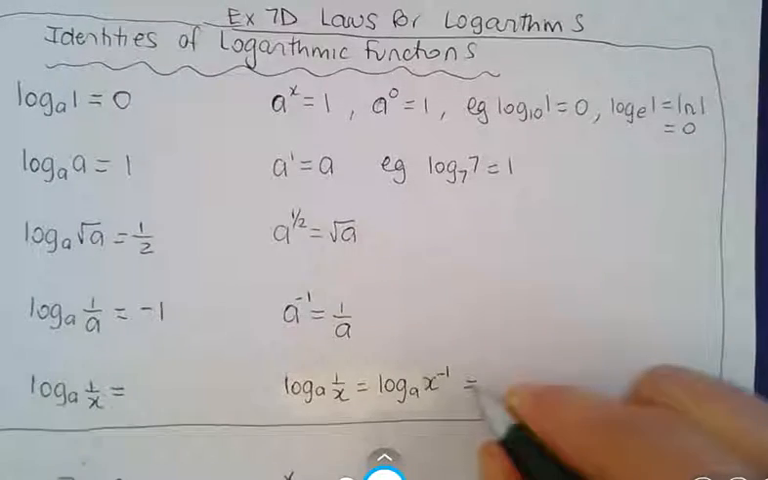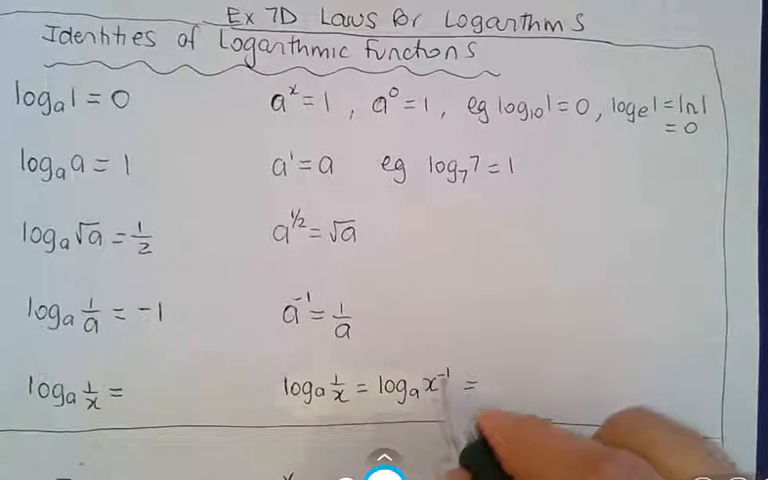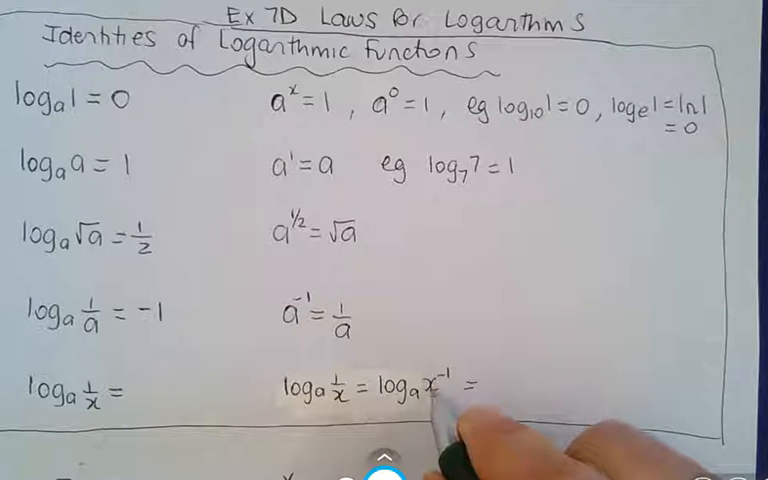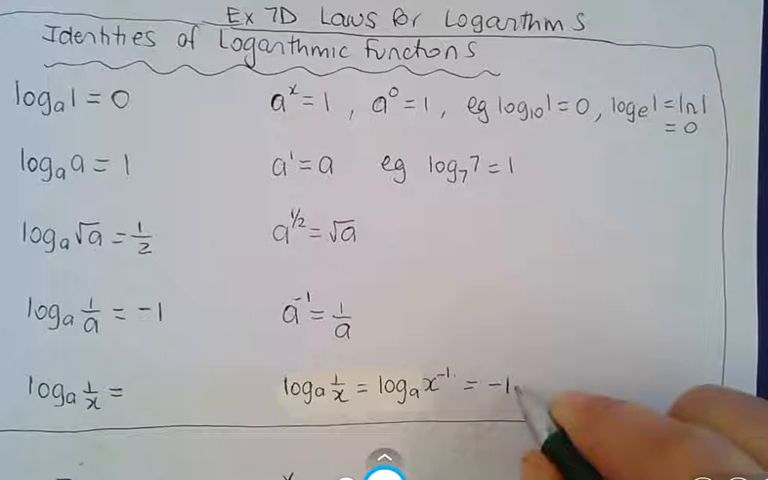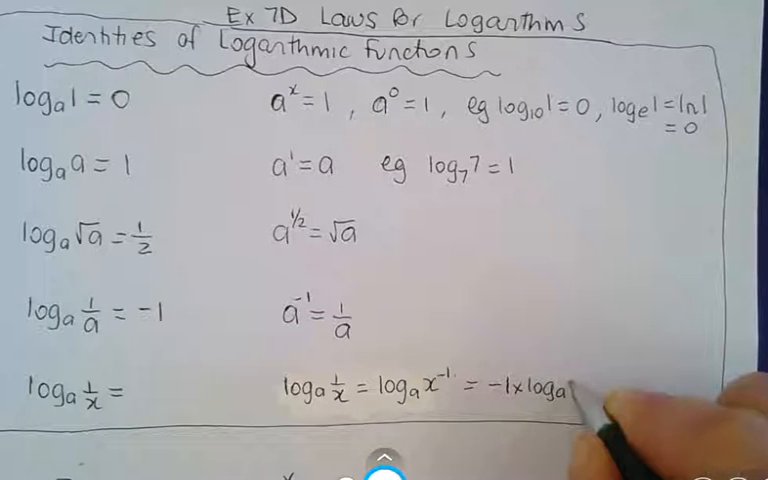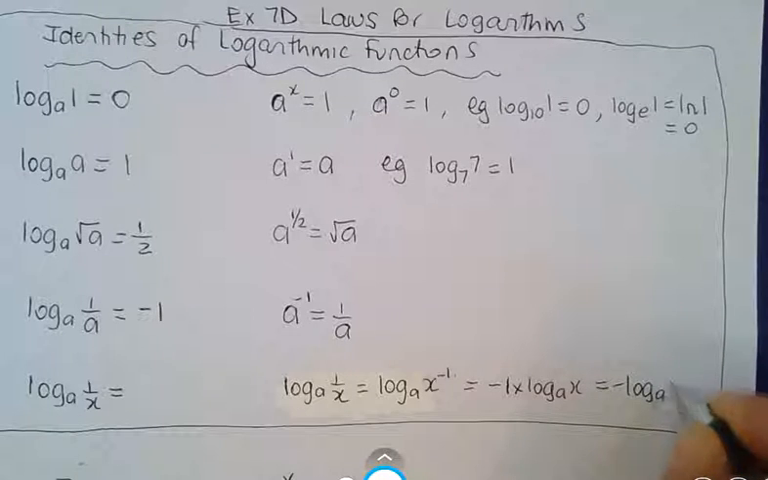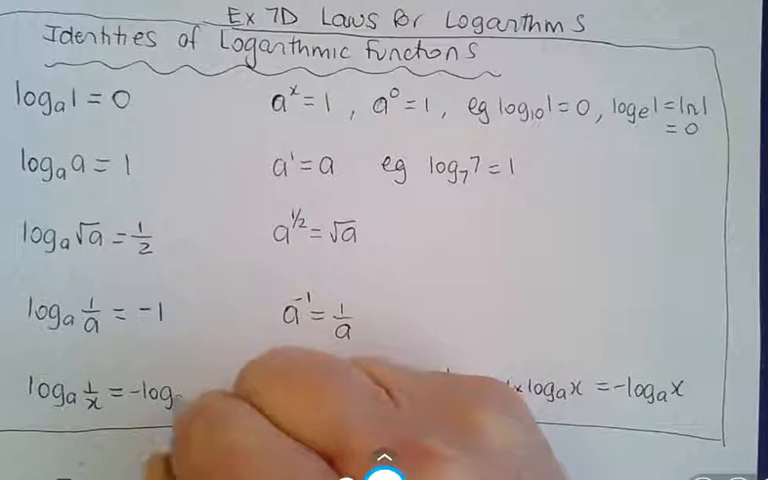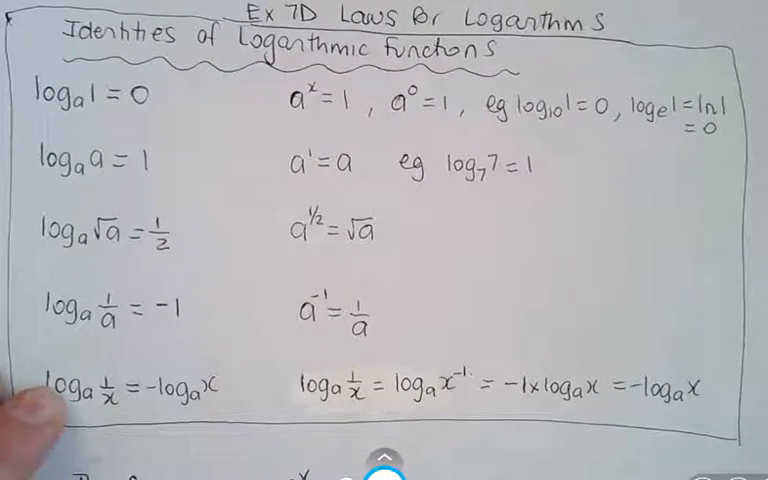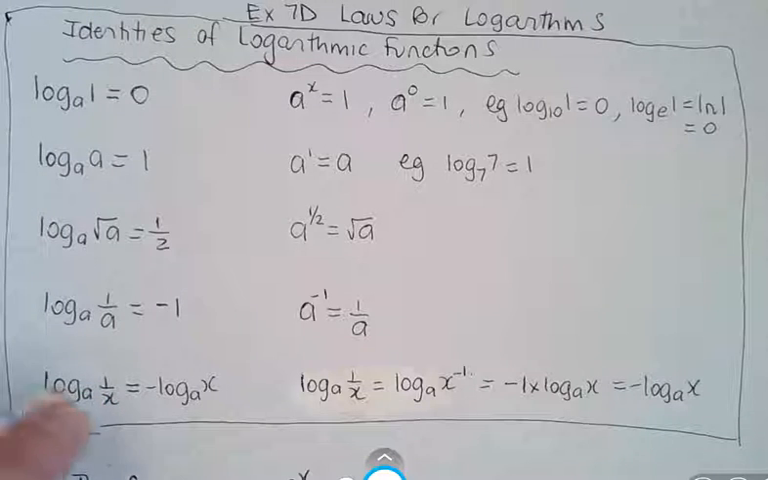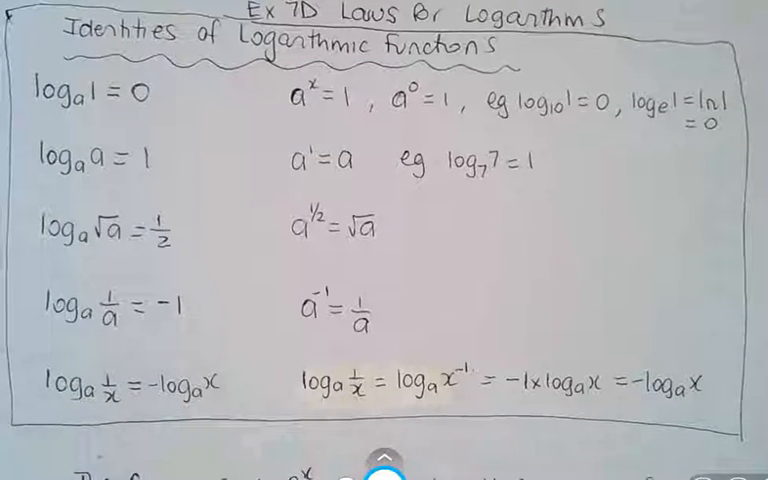I haven't taught you this rule, but you will very shortly. When you've got log to the base a of a number, this power comes to the front. So it's -1 times log to the base a of x, or negative log to the base a of x. Don't worry about that yet, because we're doing it later. So for example, log to the base a of 1 on x is negative log to the base a of x, but we're going to be spending 15 minutes on it later. It's just a rule. We're going to derive it.